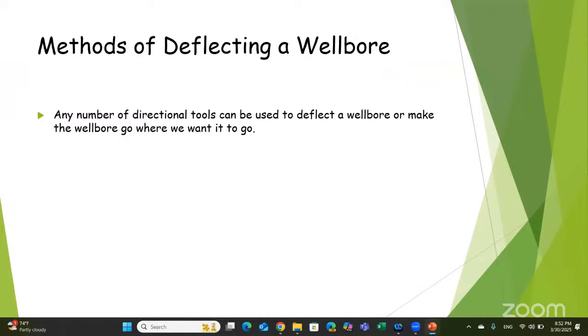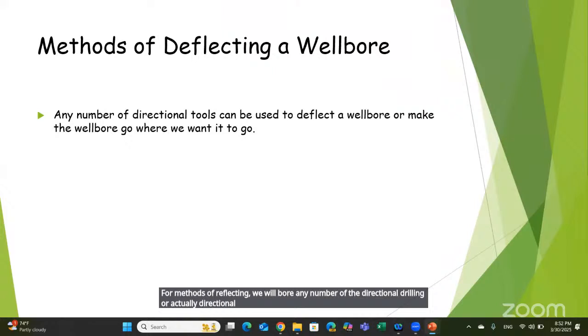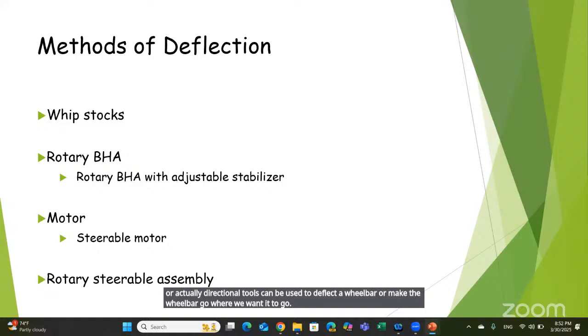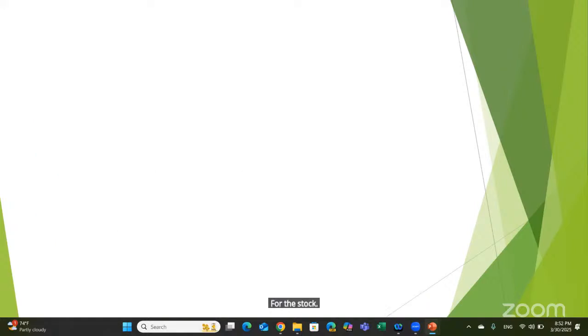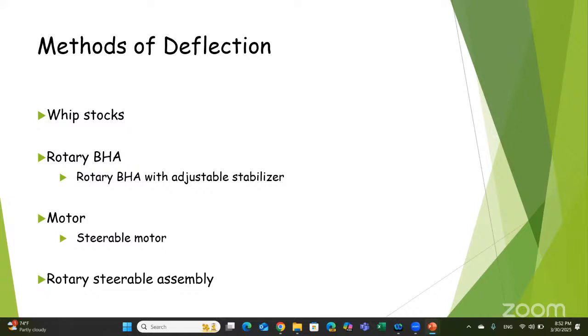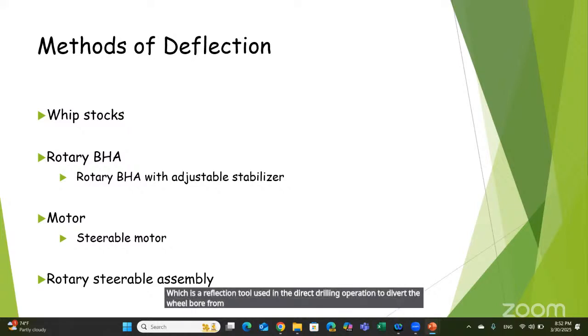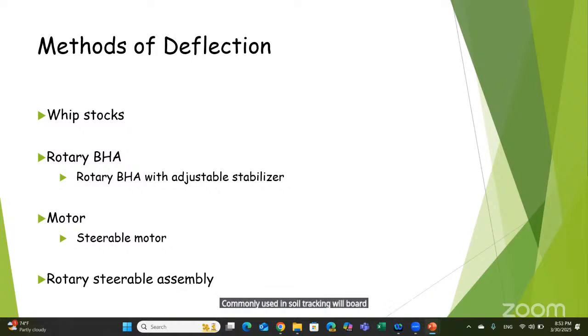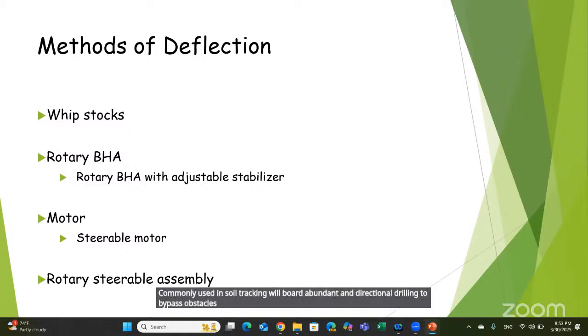For methods of deflecting a wellbore, any number of directional tools can be used to deflect a wellbore or make the wellbore go where we want it to go. For the whipstock, which is a deflection tool used in the drilling operation to divert the wellbore from its original trajectory, commonly used in sidetracking, wellbore abandonment, and directional drilling to bypass obstacles and access new reservoir targets.